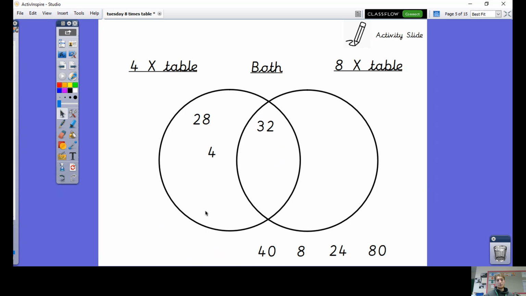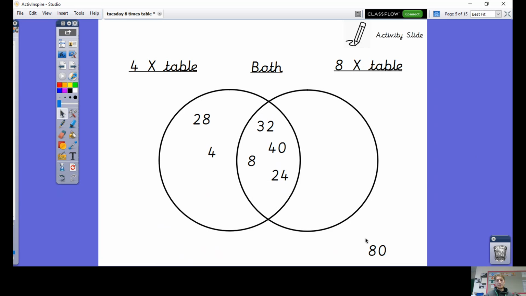40. I know 40's in the 4 times table because it's 4 times 10, and I know 40's in the 8 times table as well because it's 5 times 8. Okay, so that goes in both. 8, I also know that that's in the 4 and the 8 times table because in the 4 times table, 8 is equal to 2 times 4, and in the 8 times table, 8 is equal to 1 times 8. 24, I also know that that's in the 4 and 8 times table, because 6 times 4 is 24, and 3 times 8 is 24.